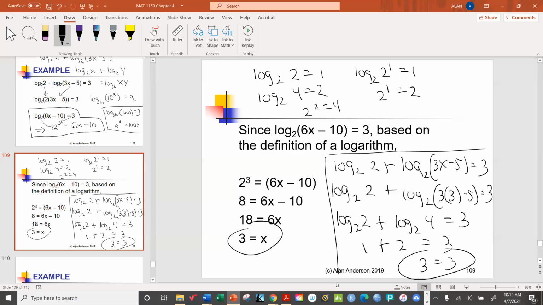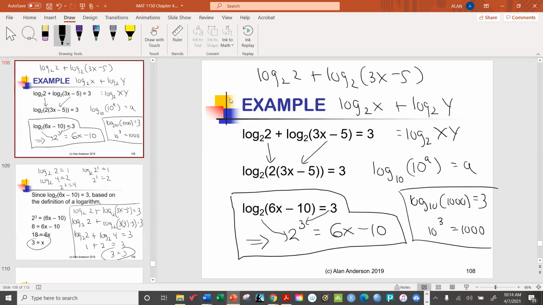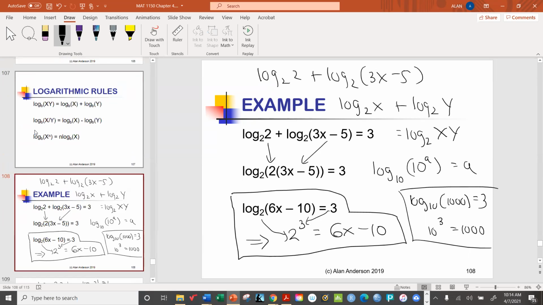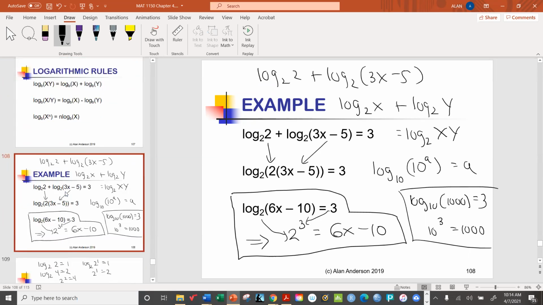All right, but the bottom line here is that you're able to get this by consolidating these two logs based on this multiplication or product rule, they call it. And once you got it to that point, though, you still needed to rewrite this in terms of an exponent. So this logarithm implies that 2 cubed is equal to 6x minus 10. Without that, you would not have been able to solve this. So this is not just even one of the rules. This is actually coming from the definition of logarithms themselves. Okay, so that's where this came from.